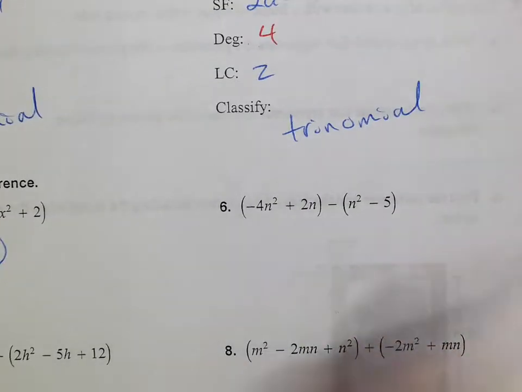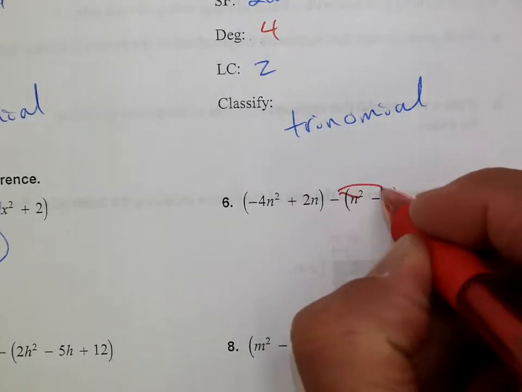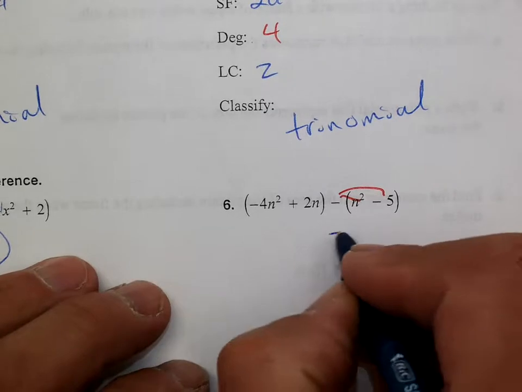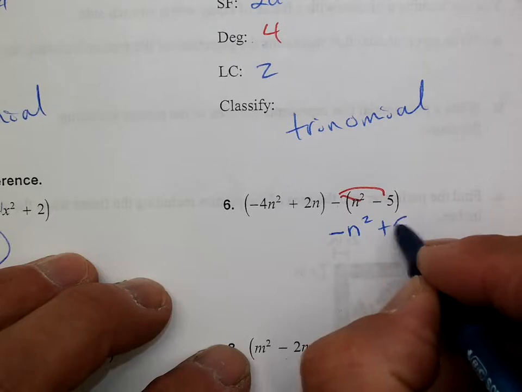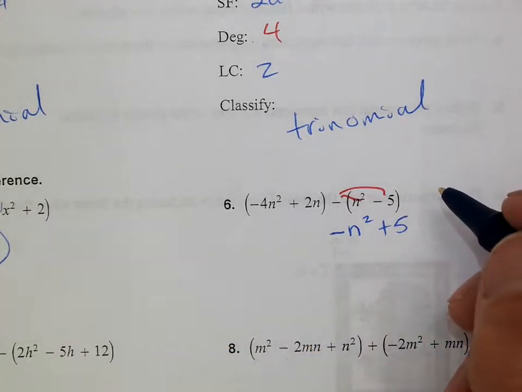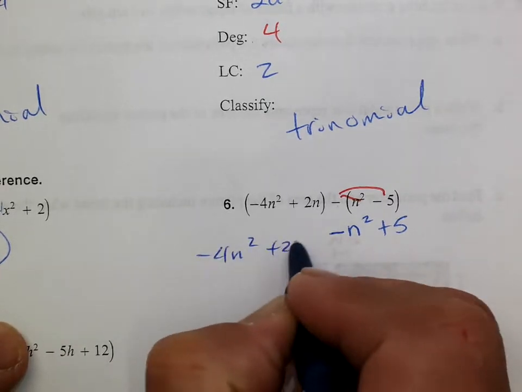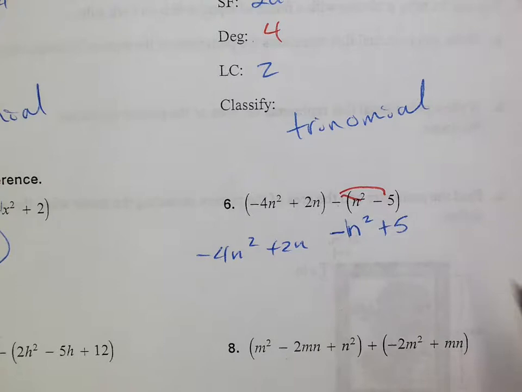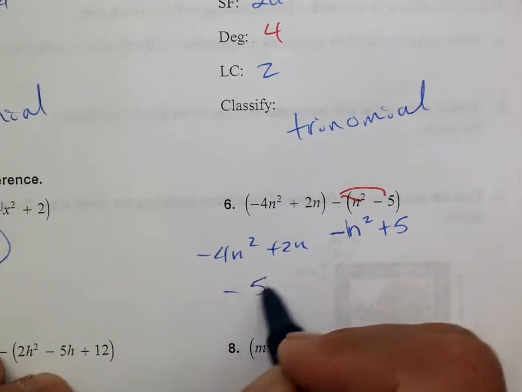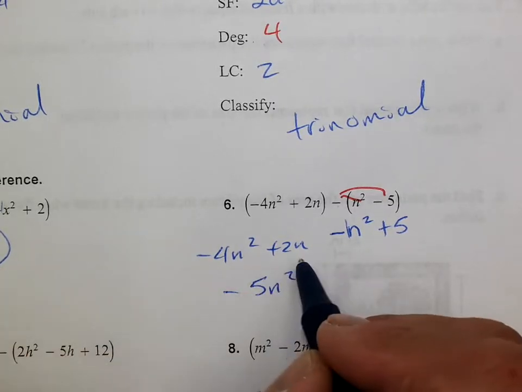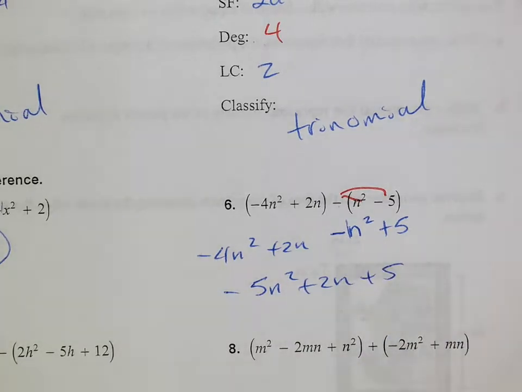6, do not FOIL. We're going to subtract, but for me, since I make mistakes, the first thing I'm going to do is bring the negative through, so I don't make mistakes on the negative. So I'll make that a negative n squared, and subtracting a negative makes it a positive 5. I do that first so I don't make mistakes with the negatives. I don't like to mess up with my double negative. So then I'll have a -4n squared plus 2n, and I'll combine like terms. Invisible 1, so I have a -5n squared, plus 2n, that's the only n term, and then plus 5, that's the only constant term.